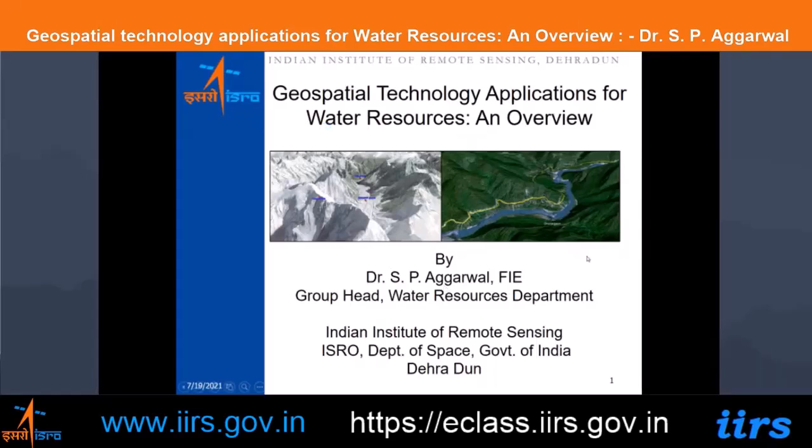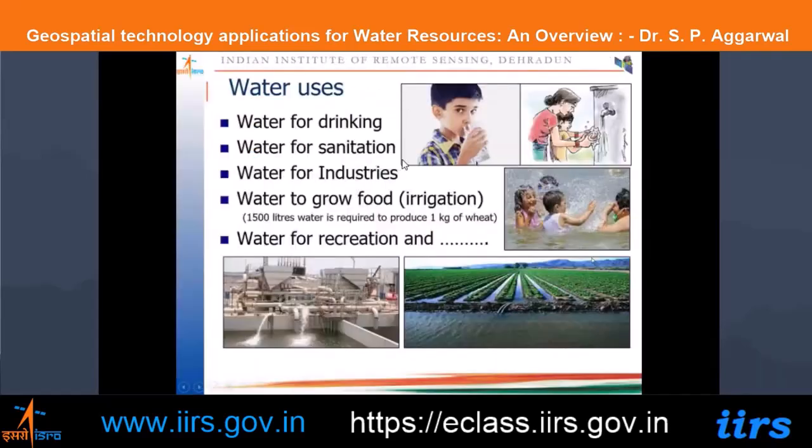Basically, first you should try to understand the use of water. You know that we need water for drinking, maybe 2 to 3 liters per day, or during summer it may be more. Water for sanitation we need maybe around 80 to 100 liters per day. Water for industries, a huge amount of water is required. And water to grow food.